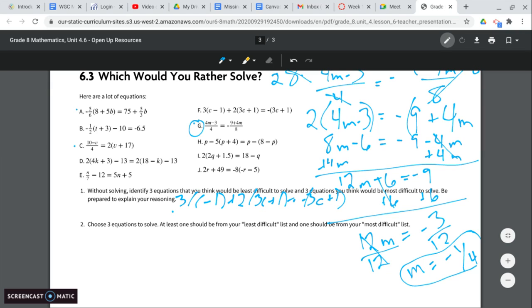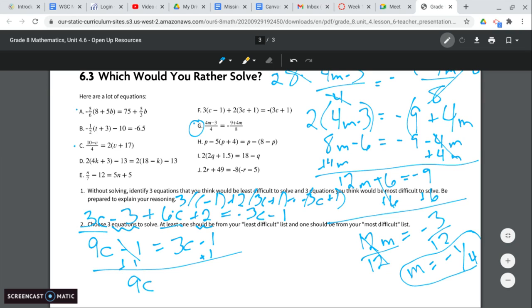So 3 times C is going to give me a 3C. 3 times negative 1 will give me negative 3. Plus 2 times 3C is 6C. And 2 times 1 is plus 2. Equals, we distribute the negative, so negative 3C minus 1. So now we combine like terms on the same side. So 3 plus 6 is 9, so we have 9C. Negative 3 plus 2 will give us a negative 1. Equals negative 3C minus 1. We add the 1.